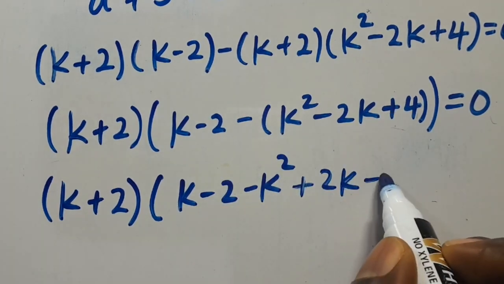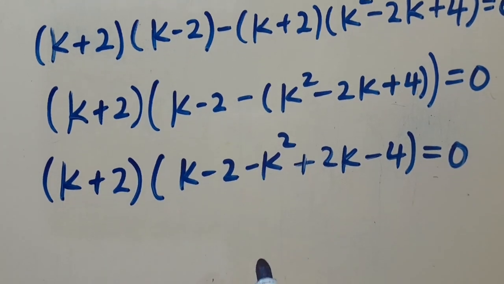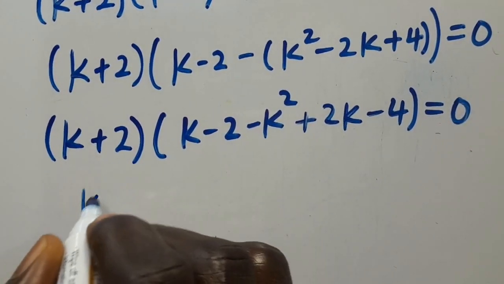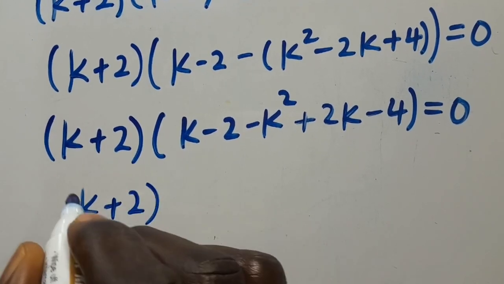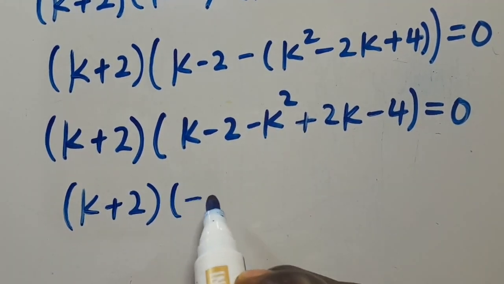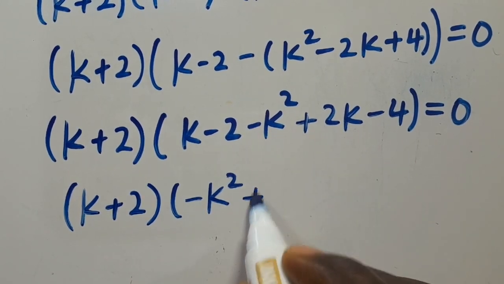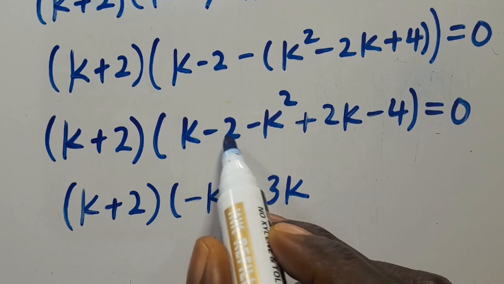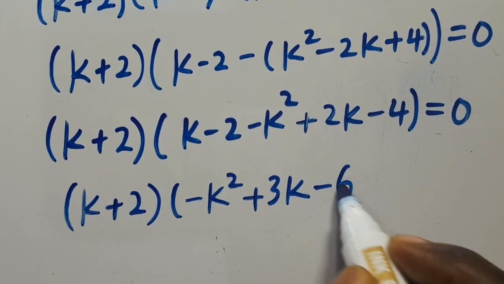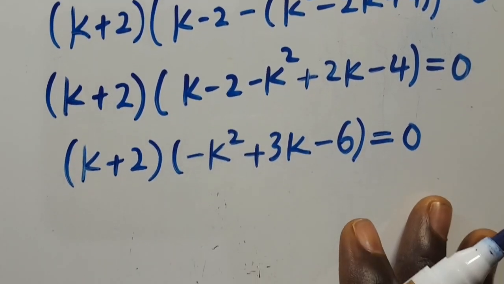Minus times plus here will be minus 4. We close it. Then we set everything to be equal 0. From here we have k plus 2 all in bracket. From here, let's rearrange this as minus k squared plus 3k, minus 2 minus 4 will give us minus 6. Then we close it. We set everything to be equal 0.